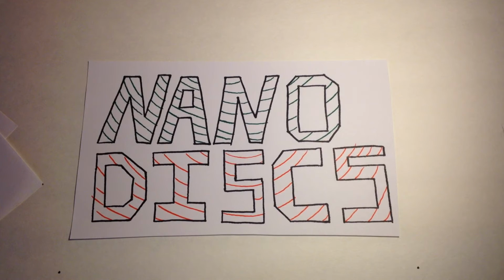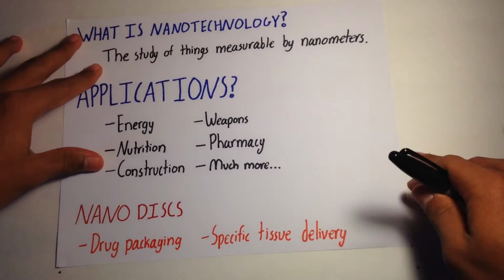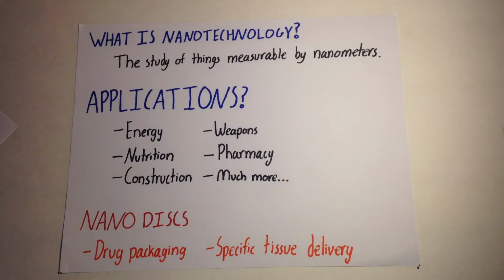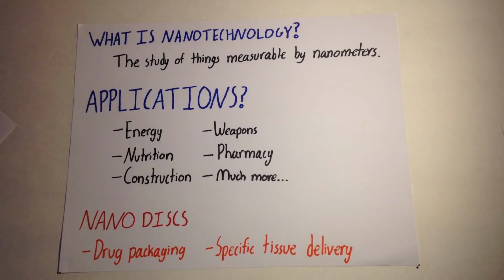Today I'm going to be explaining a new advancement in nanotechnology, and this new advancement is commonly known as nanodiscs. So, what is nanotechnology? Nanotechnology is the study of things measurable by nanometers. I like to think of this as anything that fits into a sphere that measures 100 nanometers in diameter, but is of course measurable by at least 1 nanometer.